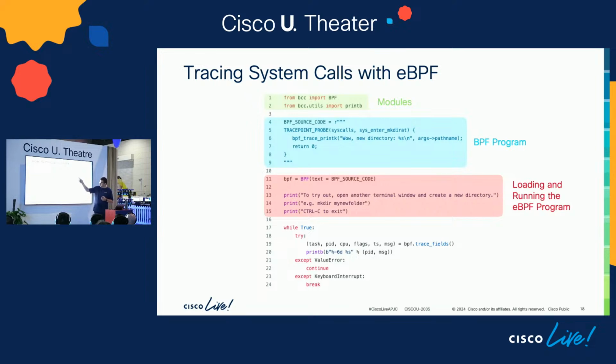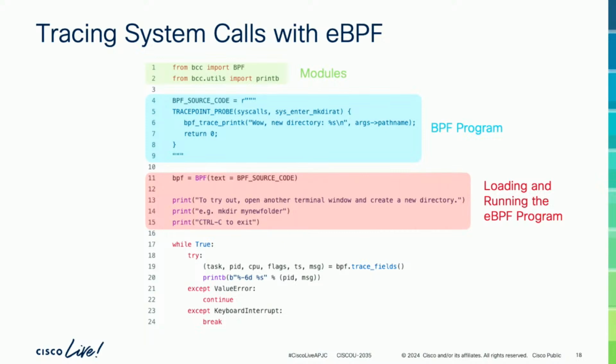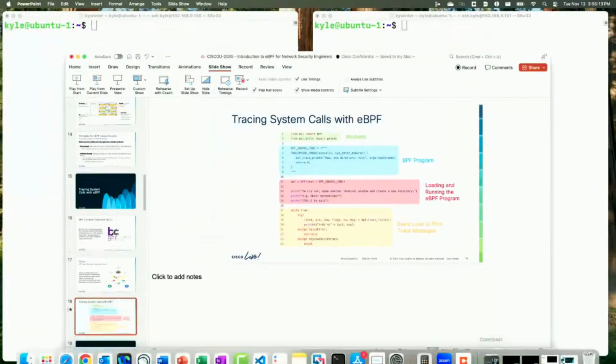So we have our BPF C program there. This is where we're actually loading it and running it. And this while loop down here is the event loop that's going to continuously run until we kill the program. That's going to then print that data to standard out here. So this is one of the examples that we're going to run shortly. And actually, maybe I'll just go ahead and run it now. Let me go ahead and jump over there.